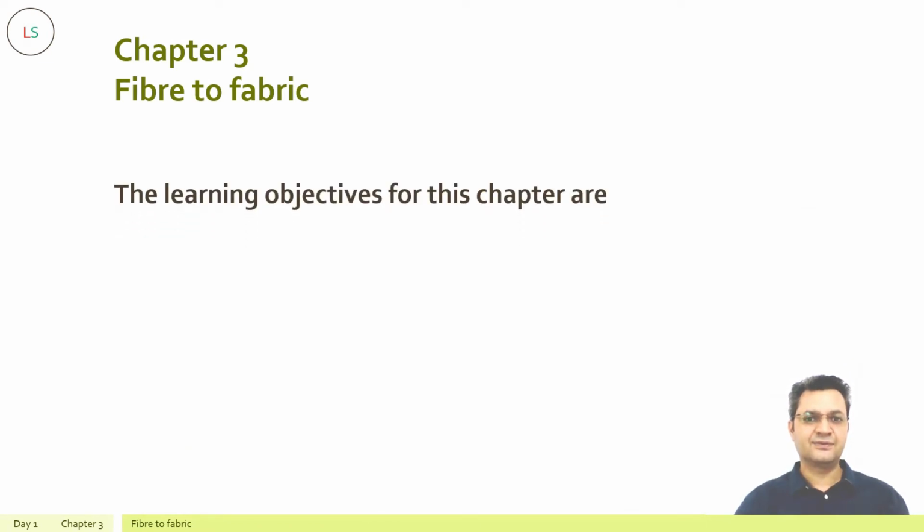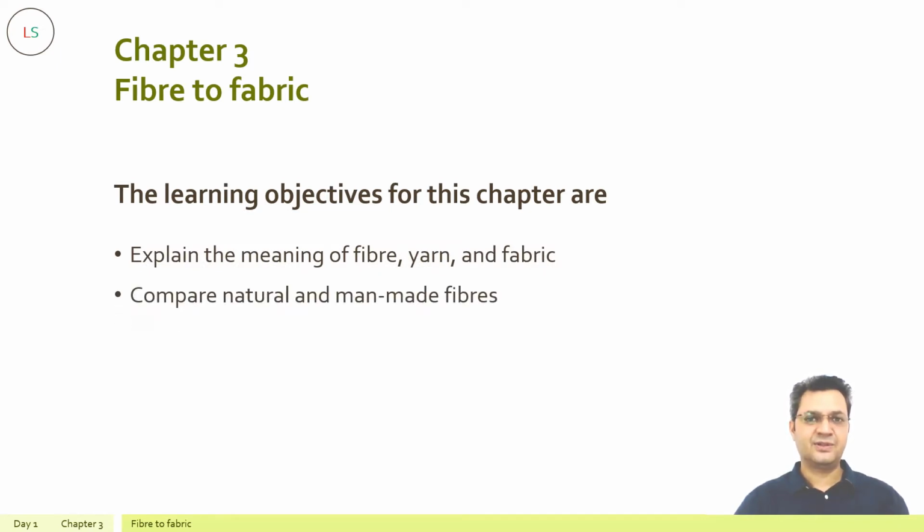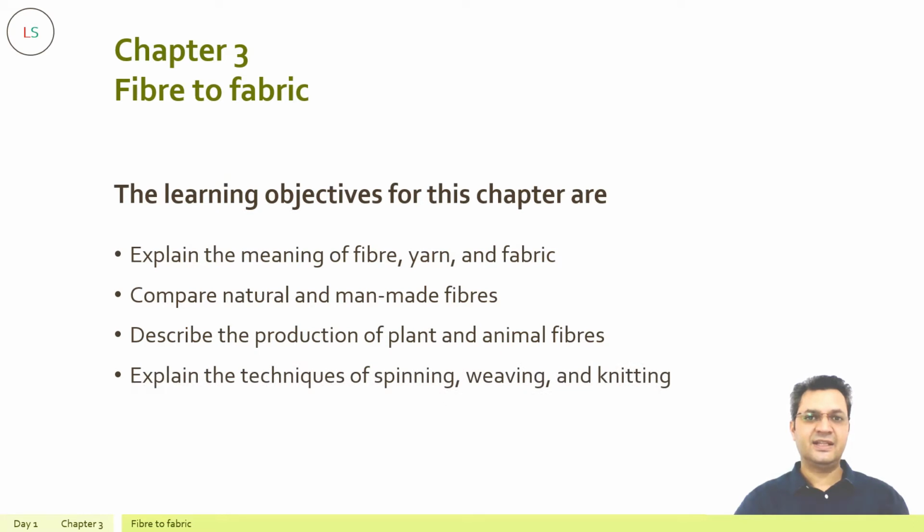The learning objectives for this chapter are: explain the meaning of fiber, yarn and fabric, compare natural and man-made fibers, describe the production of plant and animal fibers, explain the technique of spinning, weaving and knitting, and lastly, learn the history of clothing material.